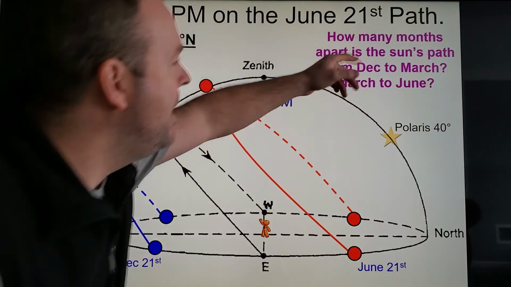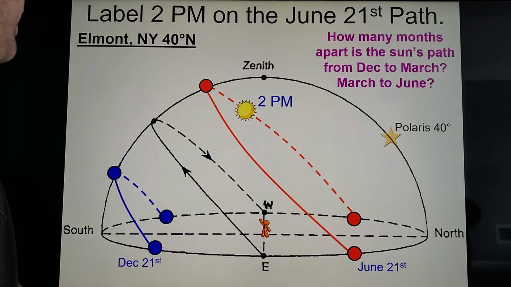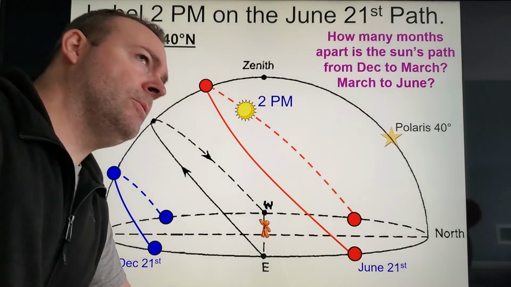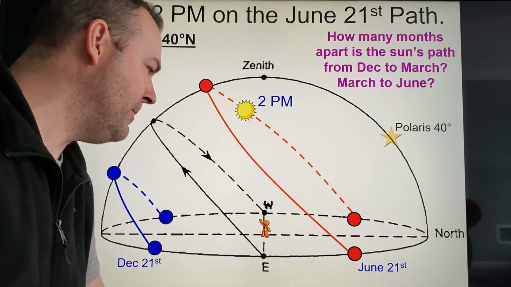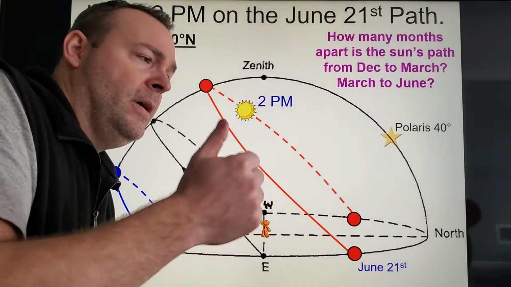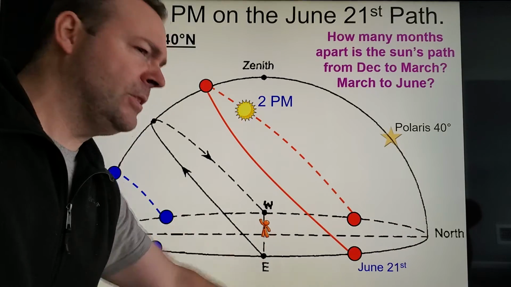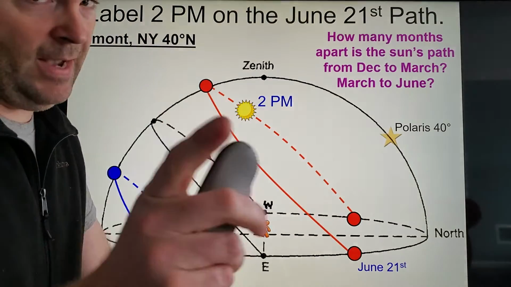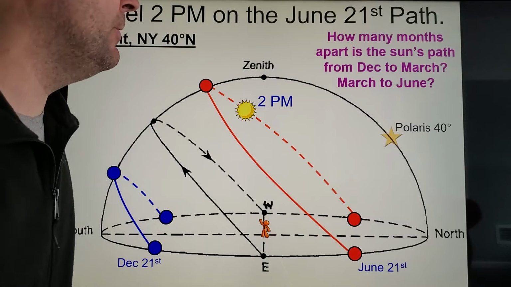How many months apart is the sun's path from December to March? Well, December to March is here. How many months is that? Well, December, January, February, March, right? There's 3 months. And then from March to June, well, that would be March, April, May, June. That's another 3 months. Well, that's only 6 months. Where are the other 6 months? Aha! The sun starts to go back, right? It's called the diurnal path of the sun.